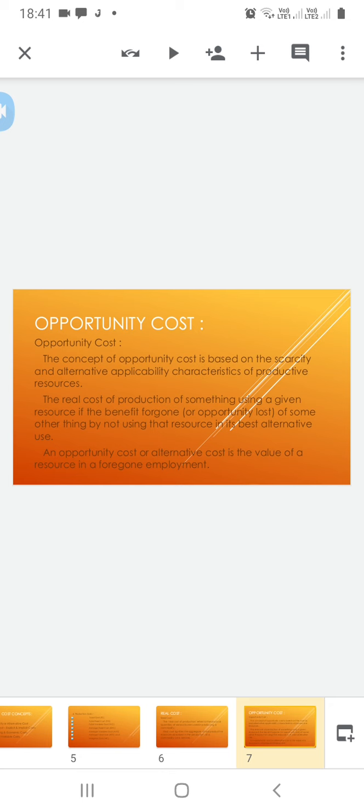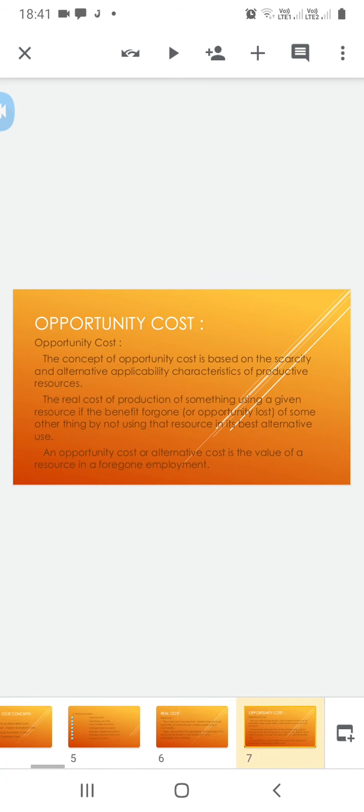The opportunity cost is the most attractive alternative foregone or the next best alternative sacrificed. If a laborer is paid ₹75 by firm A, what he could get in firm B is the alternative cost.